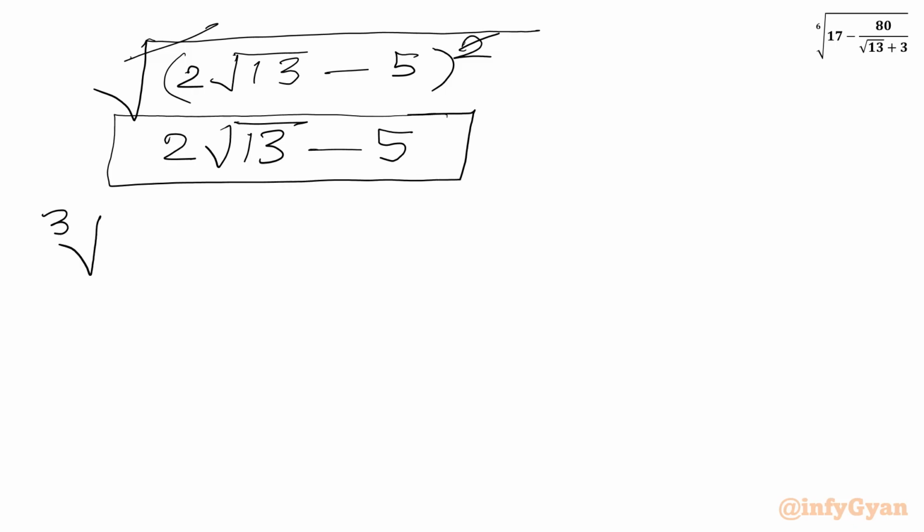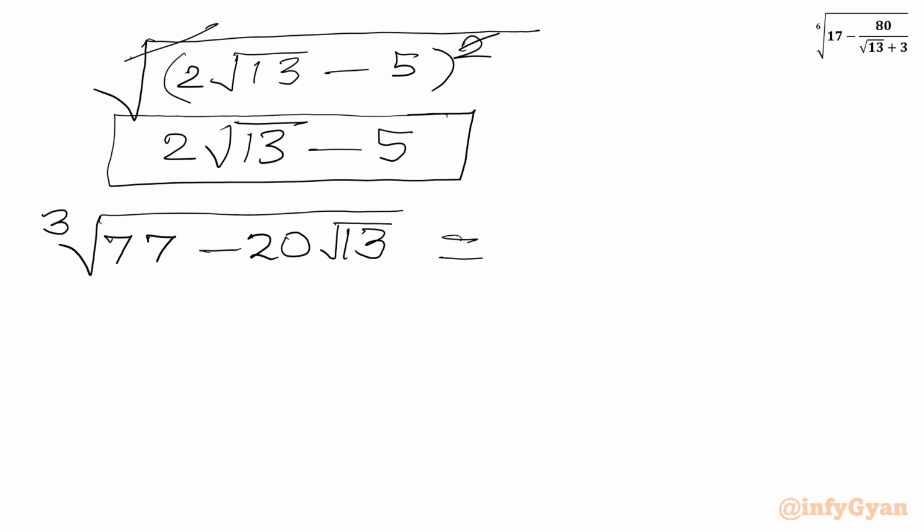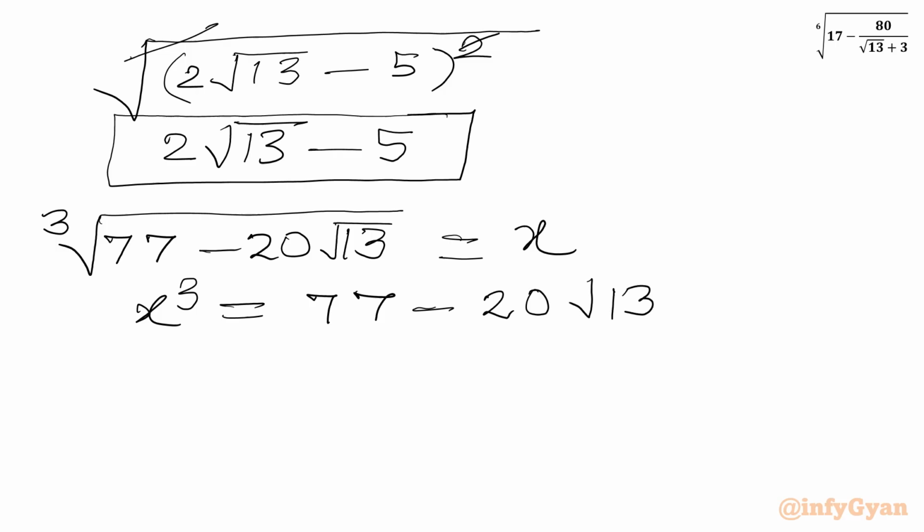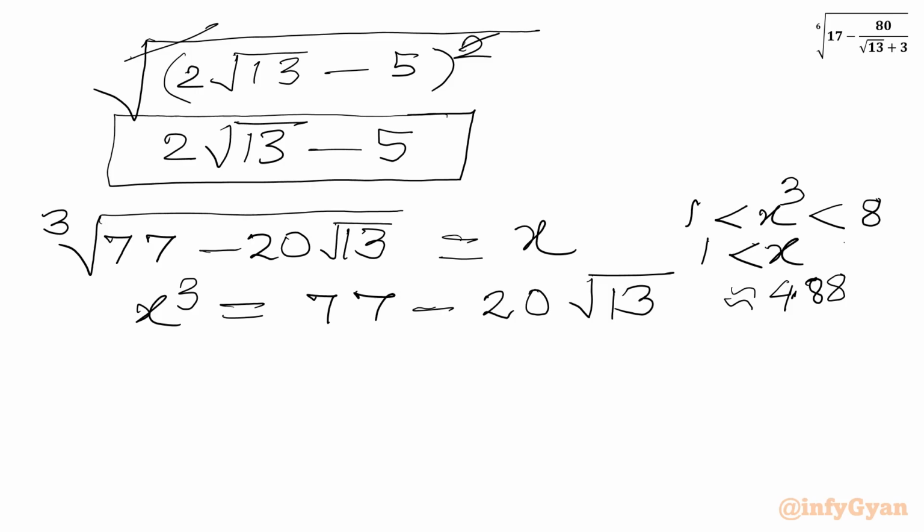Now we will consider the cube root of 77 minus 20 square root 13. Let us consider this is x. Now I will take cubing both sides. So I can write x cube will be equal to 77 minus 20 square root 13. If we see the approximate value of x cube, it is approximately 4.88. So I can say x cube is lying in the interval 1 and 8. So x will be in the interval 1 and 2.